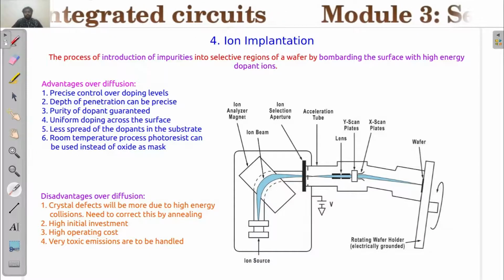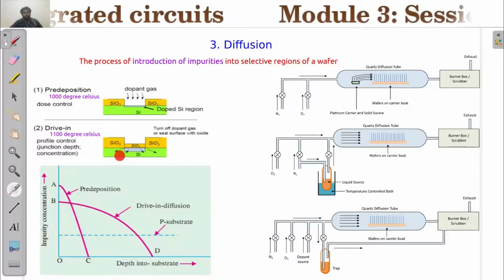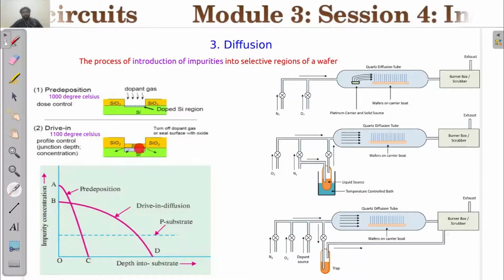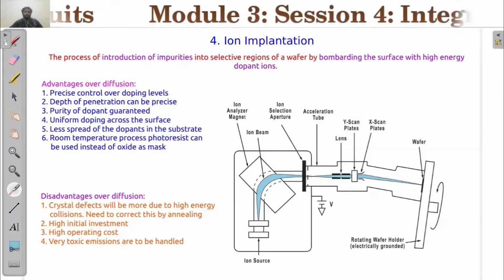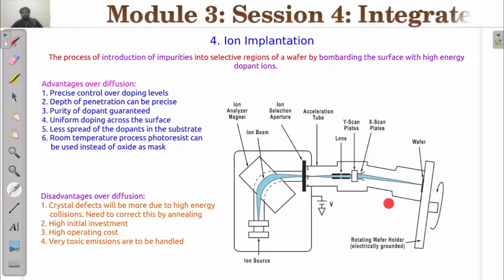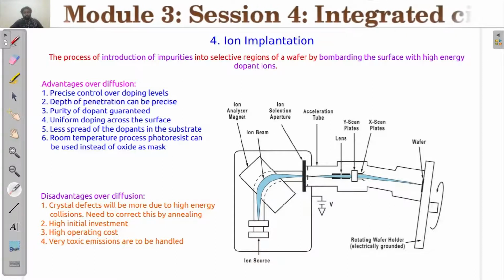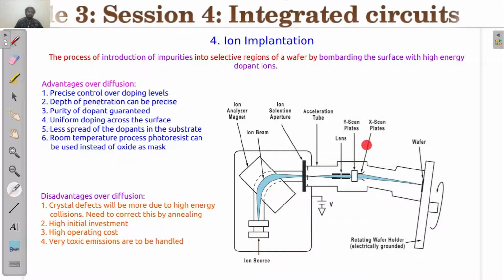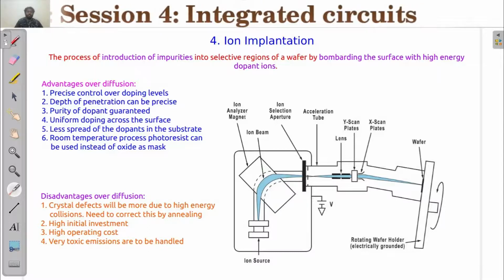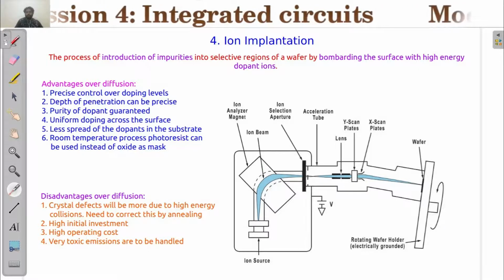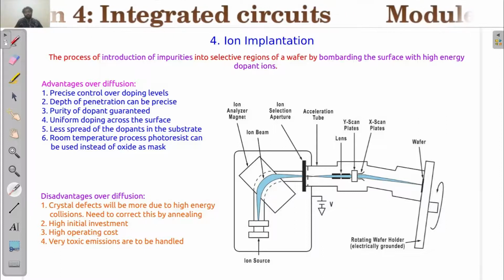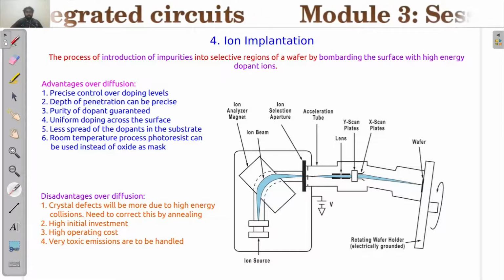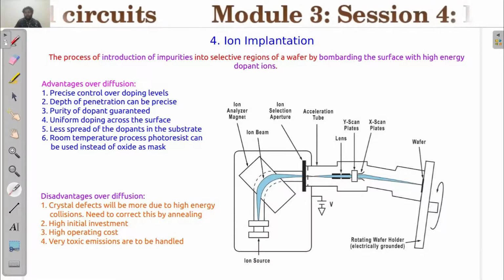As we have seen, there will be spreading of the dopants into the substrate in all directions. That is called isotropic spreading, and it is not there in the case of ion implantation. It is a room temperature process, and photoresist can be used instead of oxide as a mask. The entire process is under room temperature, and you don't need to remove the photoresist, so you can use the photoresist itself as the mask. We'll be discussing shortly what a photoresist is and its importance in the planar process.